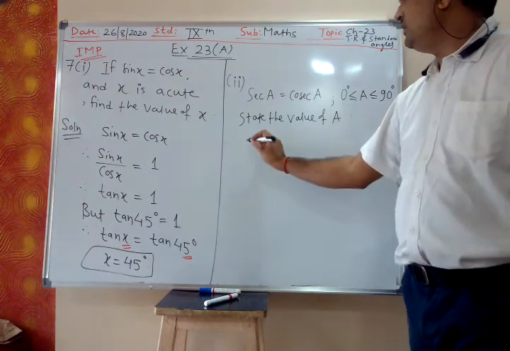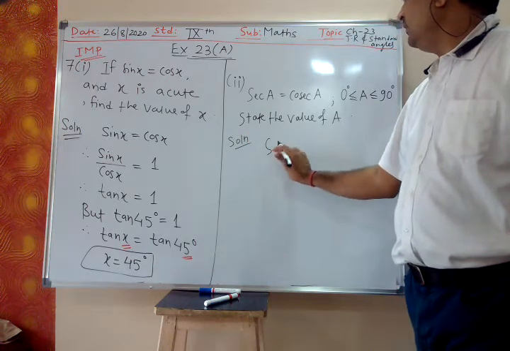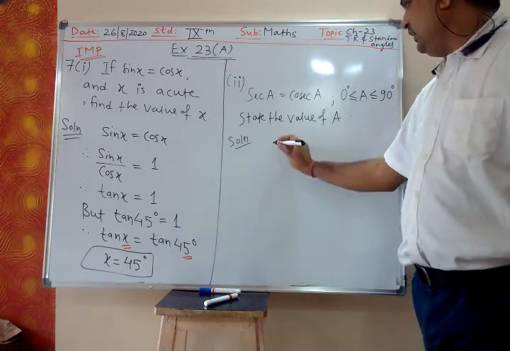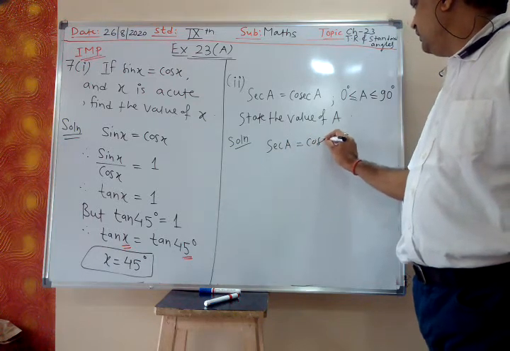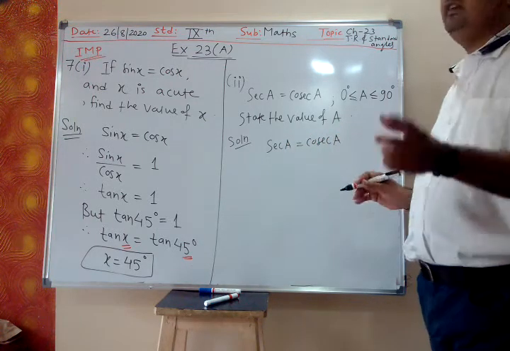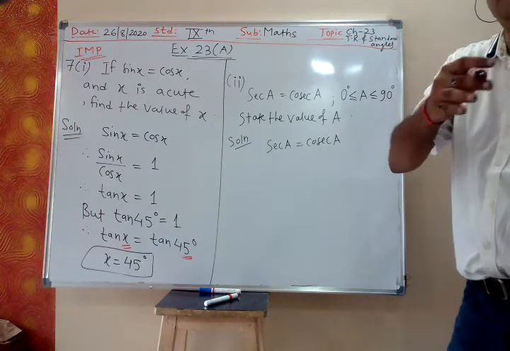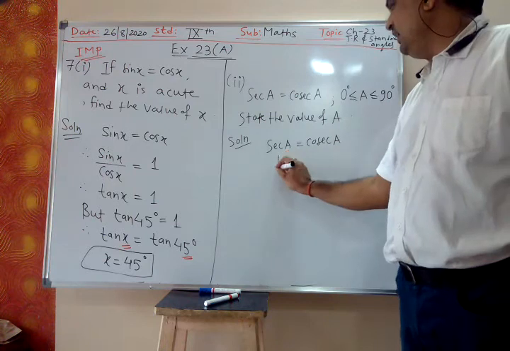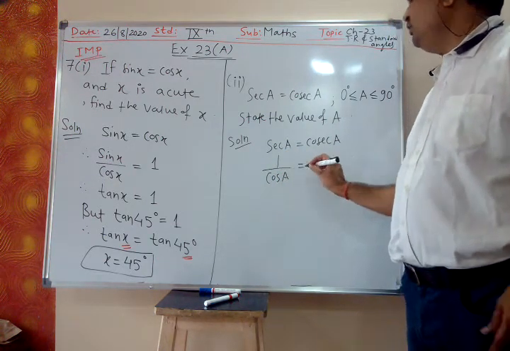So we use this, sec A is equal to cosec A. Now you tell me what is sec A? Sec A is reciprocal of cos A. Are you getting? And what is cosec A?